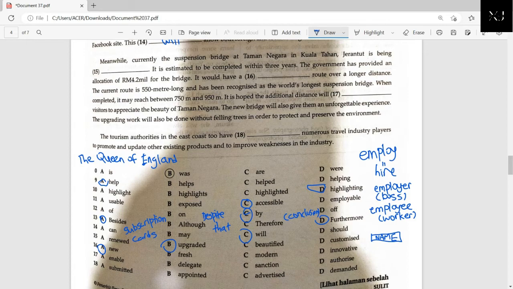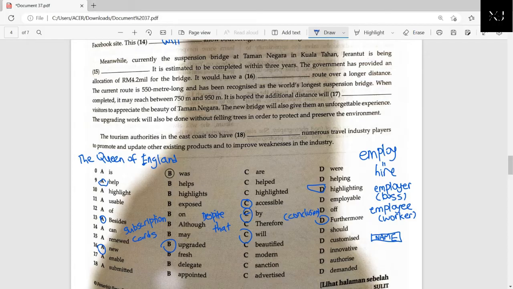Okay, it is hoped that the additional distance, when completed, may reach between 750 meters and 950 meters. Wow, not even 1 kilometer. I thought it was going to be like 5 km or something. Okay, no lah. Okay, it is hoped that the additional distance will enable visitors to appreciate the beauty of Taman Negara.